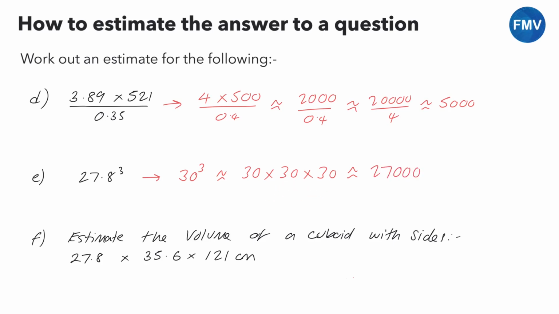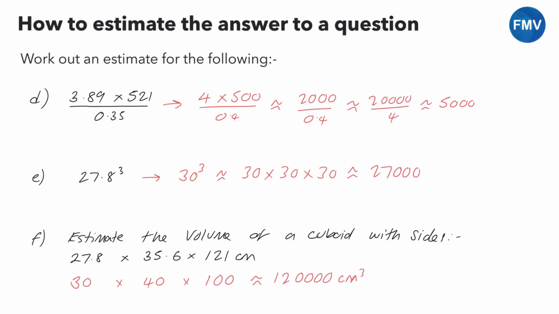And finally, we are going to estimate the volume of this cuboid. So with these sides here, our first side will be rounded to 30, our next side will be rounded to 40, and finally our longest side will be rounded to 100, not 120. And so if we do this, we have 3 times 4 times 1, which is 12. We have 1, 2, 3, 4 zeros after that. So that's 120 centimeters cubed.